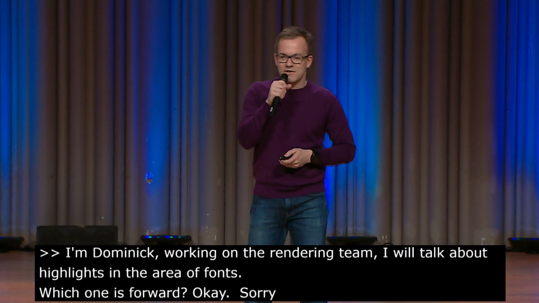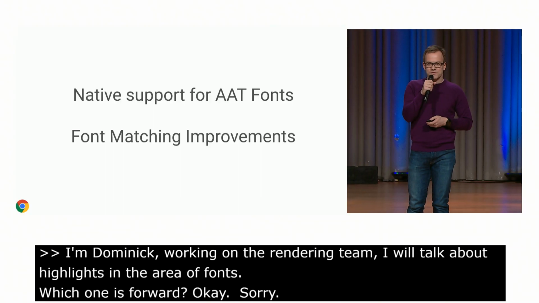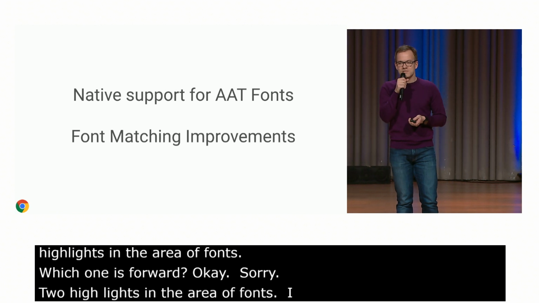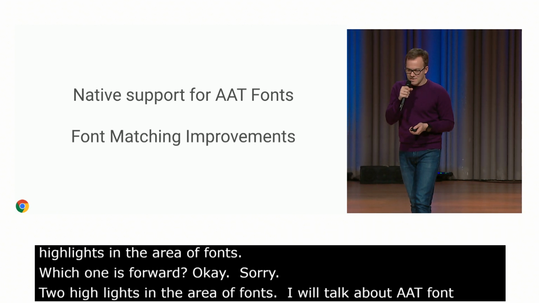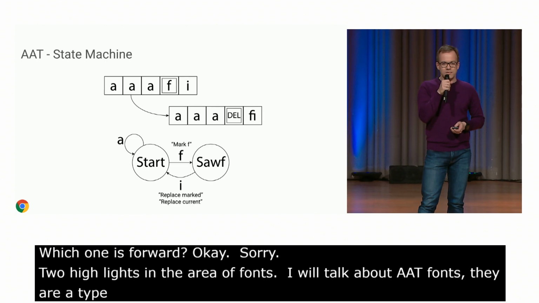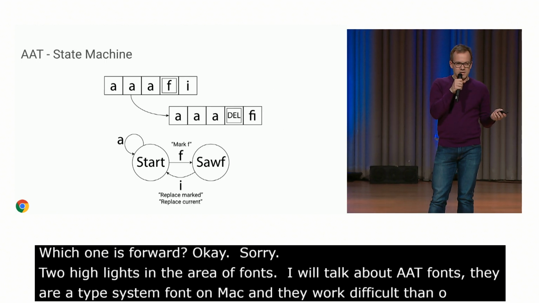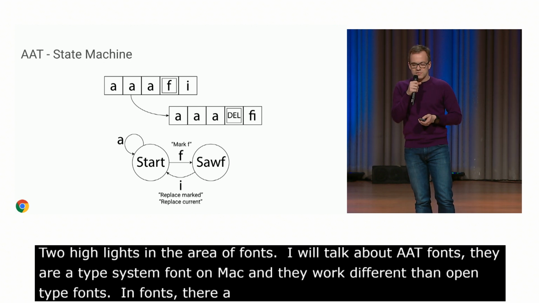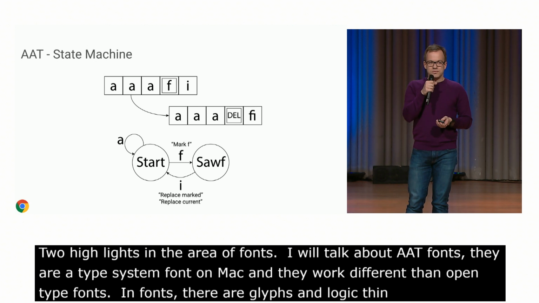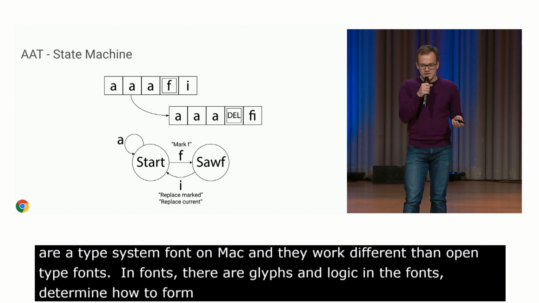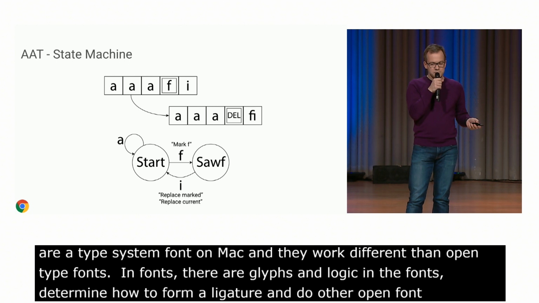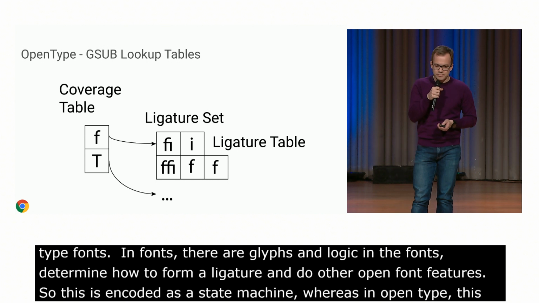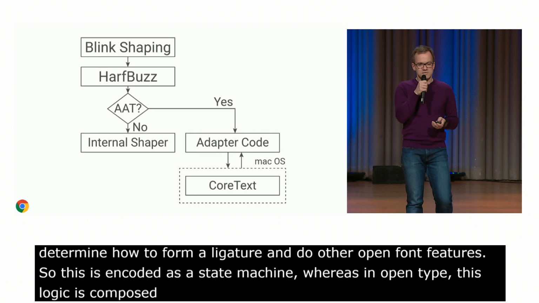Okay, two highlights in the area of fonts. First, I want to talk about native support for AAT fonts and font matching improvements. What are AAT fonts? AAT fonts are a type of system font that you find on Mac, and they work a bit different to OpenType fonts. As you may know, in fonts there's not only glyphs, but there's also logic in the fonts, to determine how to form a ligature and how to do other OpenType features. In AAT, this logic is encoded as a state machine, whereas in OpenType, this logic is composed of lookup tables.